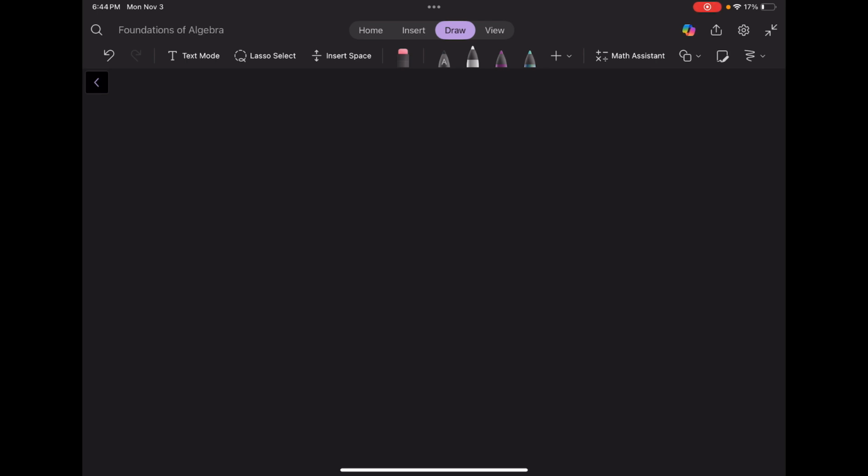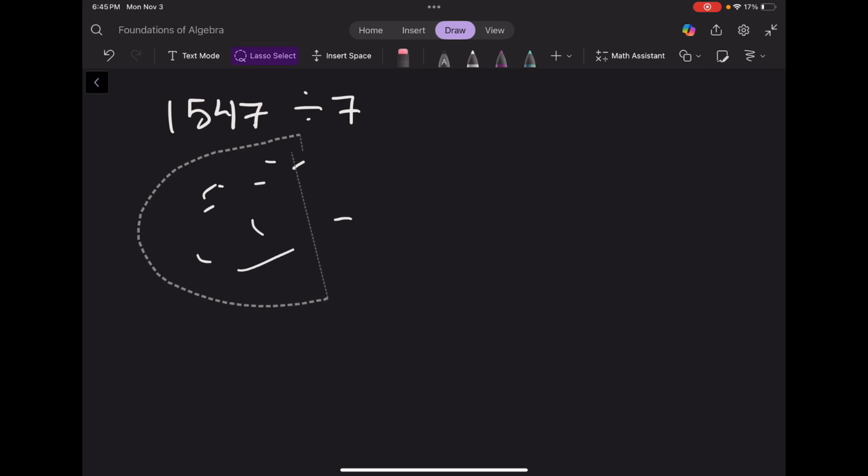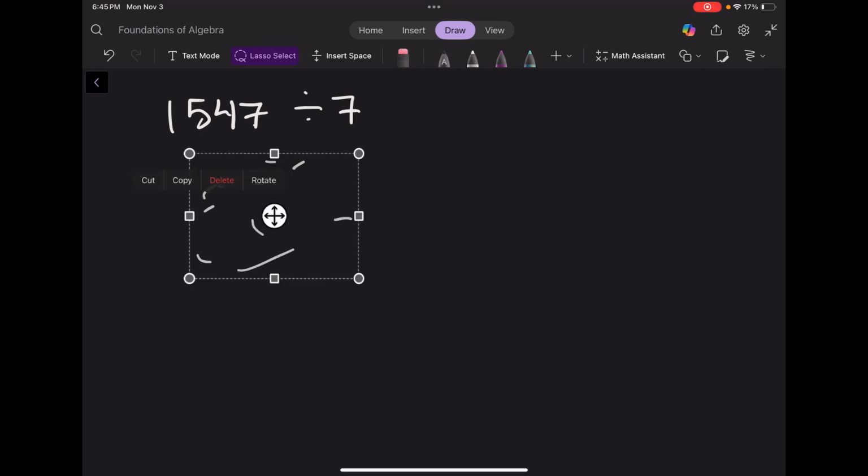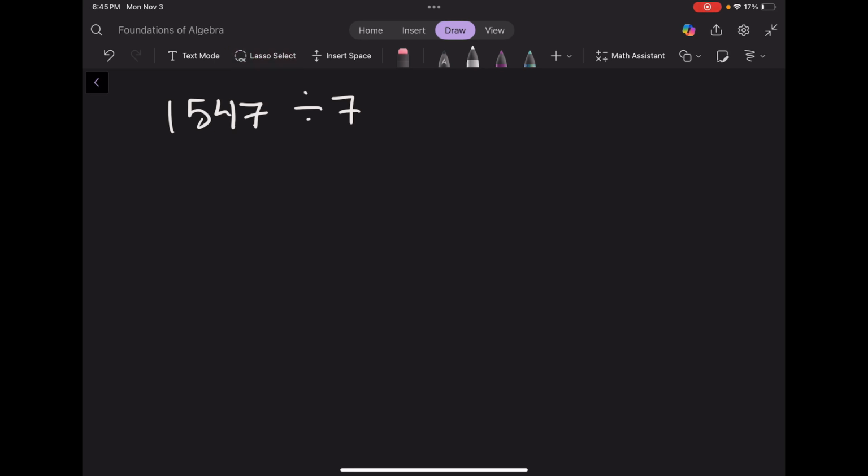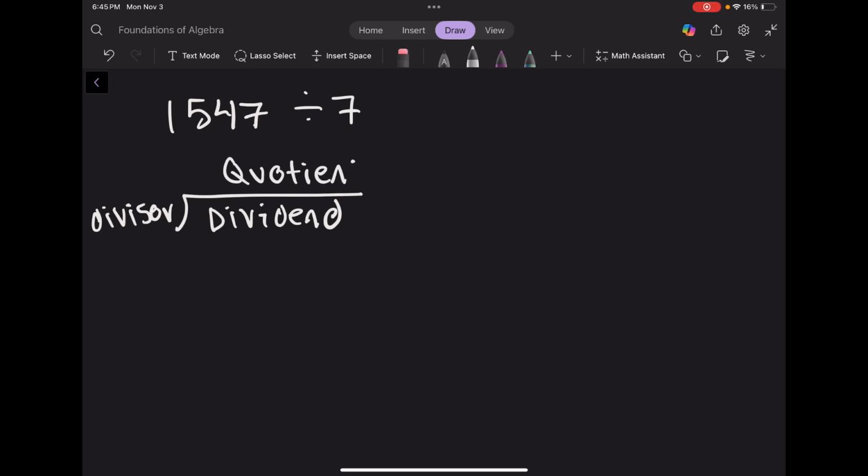Alright, let's do some long division. 1,547 divided by 7. There's no way we can make 1,000 dots, right? So then what happens is we do long division. So we make this bar here, and in here we put the dividend, is what it's called. Out here we put the divisor, and our answer is called the quotient. And if we don't get a perfect quotient, then we have a remainder.